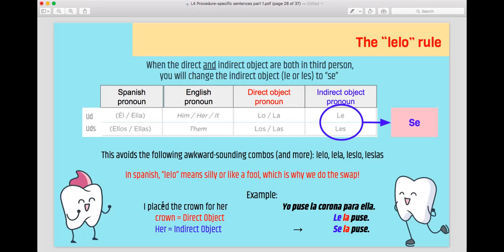And here's a literal translation. Like, I placed a crown for her. Yo puse la corona para ella. We would think it would be le la puse, but le la sounds weird. It's the Lelo rule, so it's se la puse. The nice thing about this is now you just have all your indirect object pronouns being se, and it feels like less to memorize.